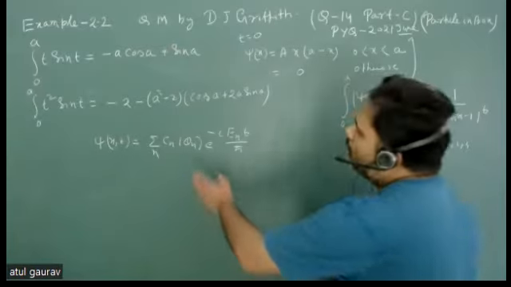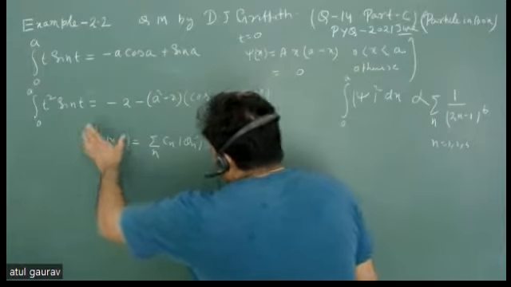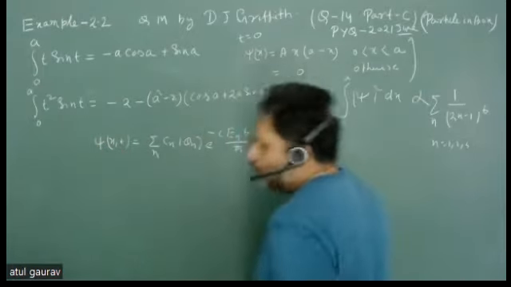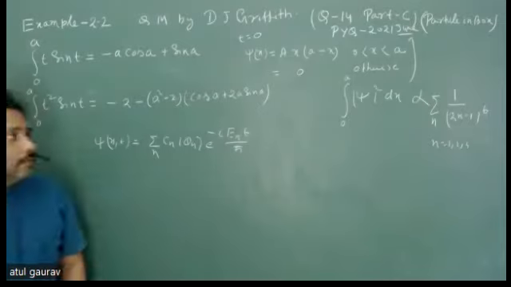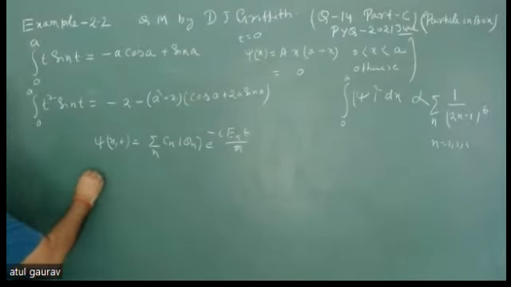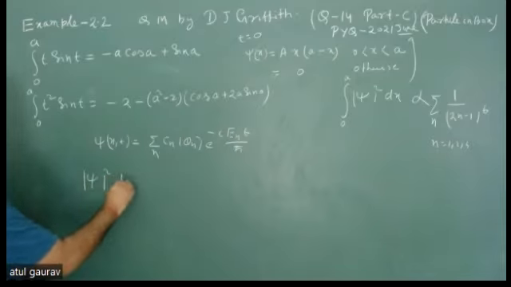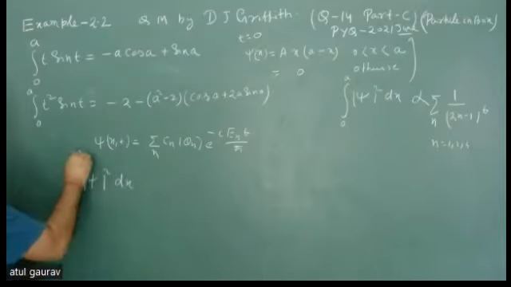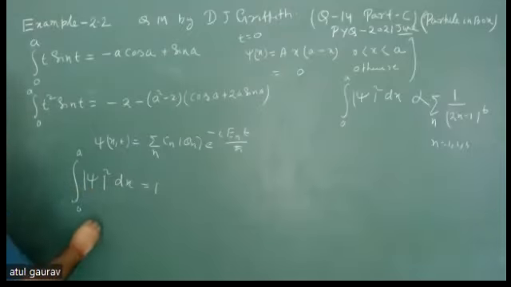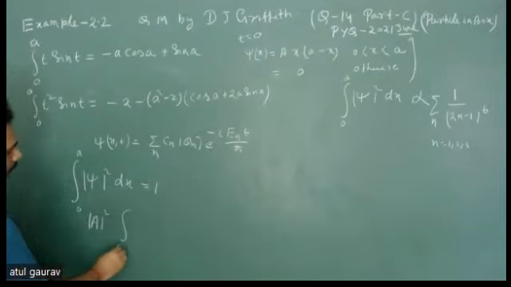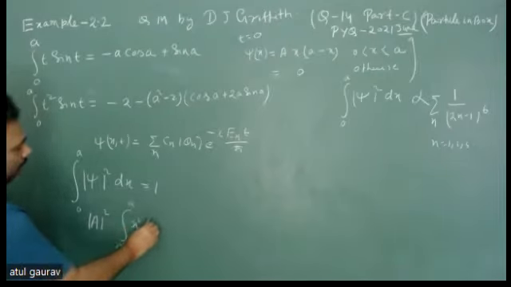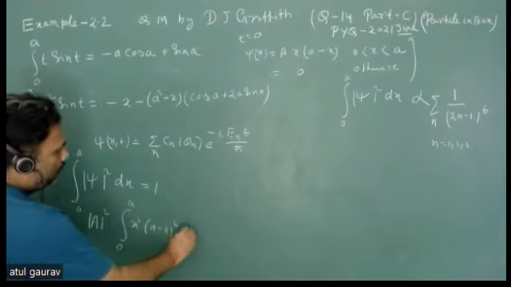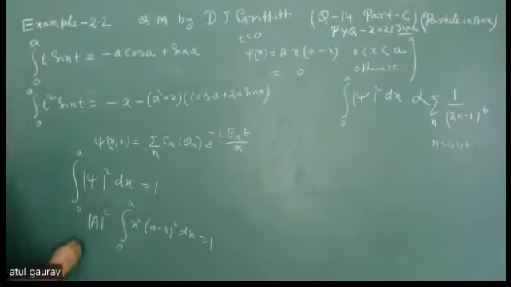Before calculating Cn, we will make sure that psi x,0 is normalized. So first we have to do the normalization condition: integral of mod psi square dx from 0 to a must be equal to 1. So we have mod A square times the integral from 0 to a of x square (a minus x) whole square dx must be equal to 1. You can do this integration yourself. I have done it myself, and it gives 30 upon a to the power 5.